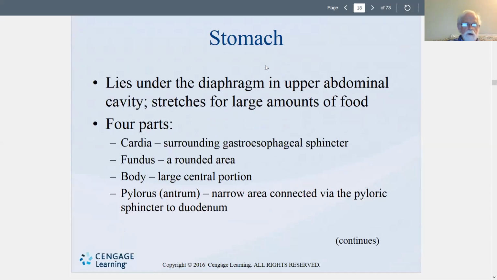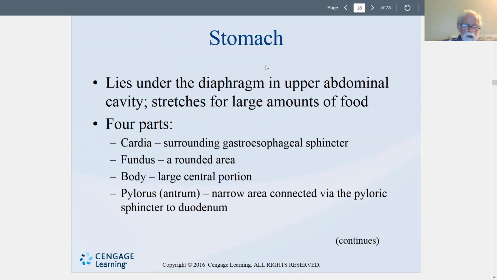The stomach is a body cavity. It's under the diaphragm, and it stretches. It's variable in shape. It has four parts. The gastroesophageal sphincter, right at the base of the esophagus and the top of the stomach. The sphincter there is what leaks when we have GERD. The fundus is a rounded area, and then there is a large central portion, which is the body, and then to go to the duodenum.